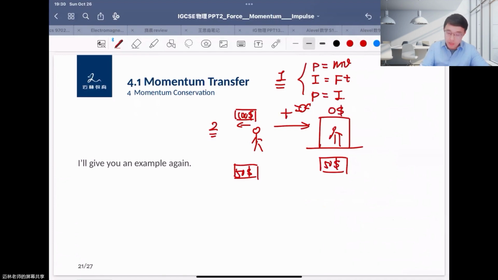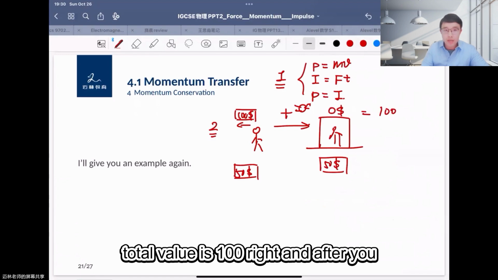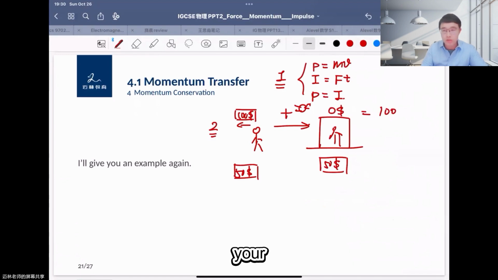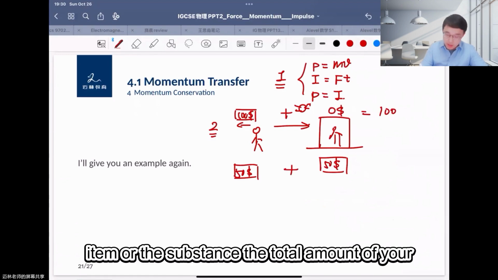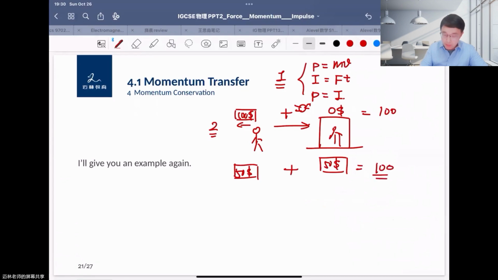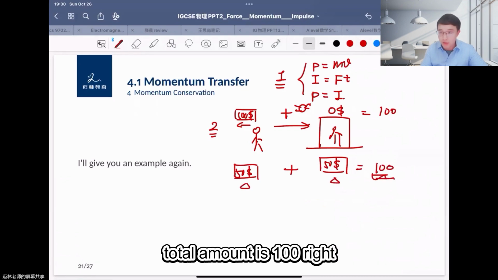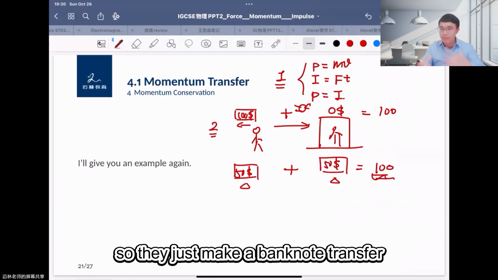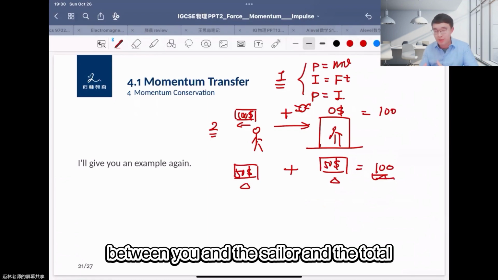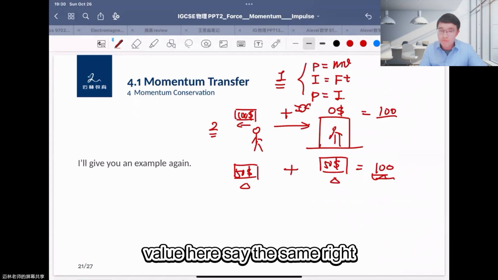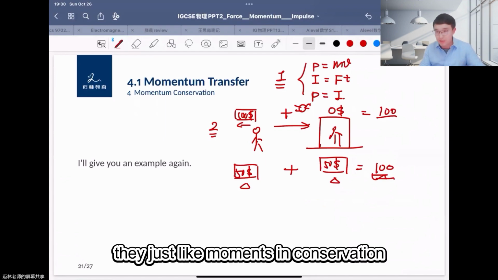So here your total value is 100, right? And after you purchase your item or the substance, the total amount of your money is 50, and for the seller is 50, and your total amount is 100, right? So they just make a banknote transfer between you and the seller, and the total value here stays the same, right? So just like momentum conservation.